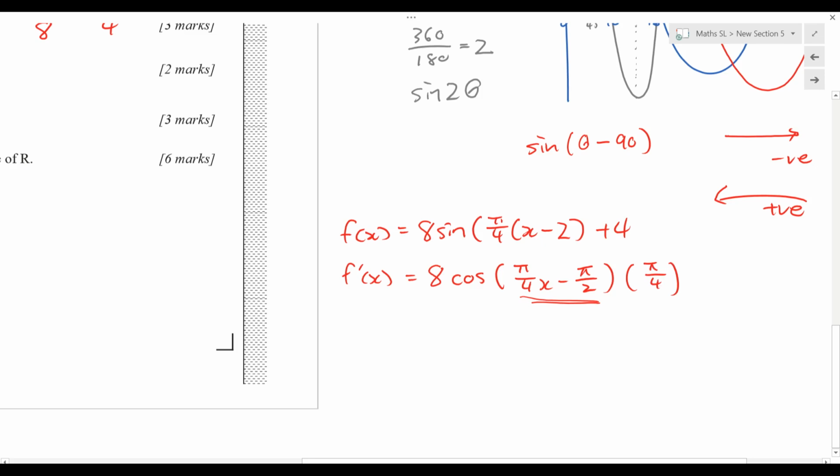Okay, so that was relatively simple. So next, what are we doing? Next we're doing this. Let's simplify it. 8 pi over 4 cos bracket pi over 4 x minus pi over 2, we get 2 pi cos pi over 4 x minus pi over 2. Alright, that's it.